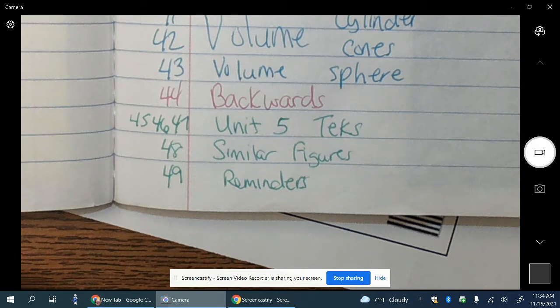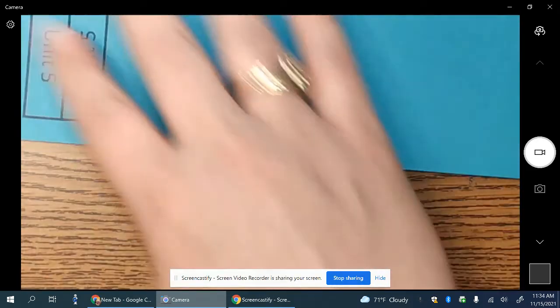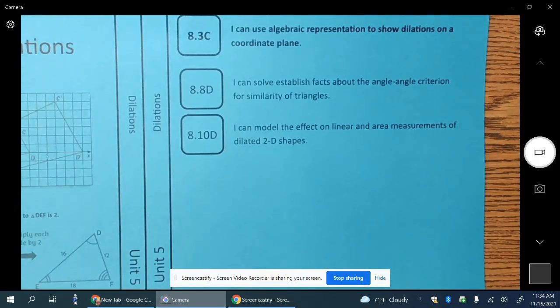Today is a review. If you look at the blue-green sheet, whatever color you want to call it, the TEKS that we picked up when we came in, it is talking about what we're learning this unit. Okay, dilations.